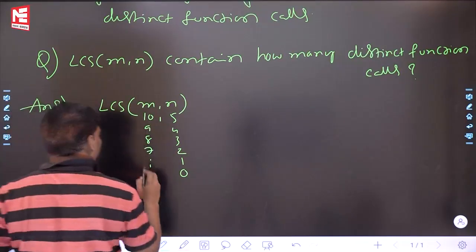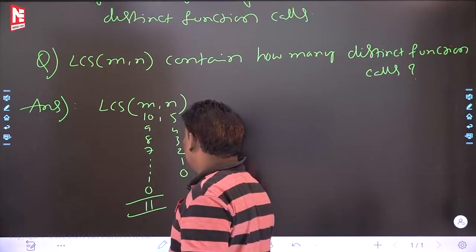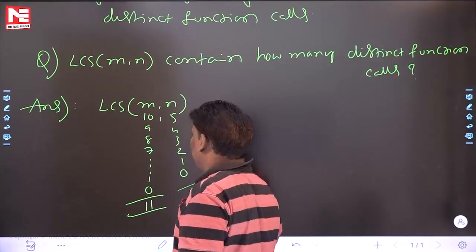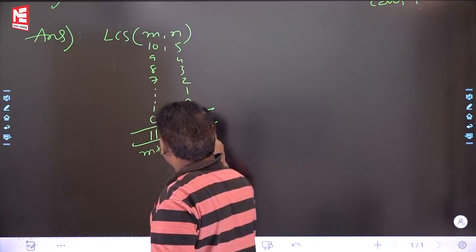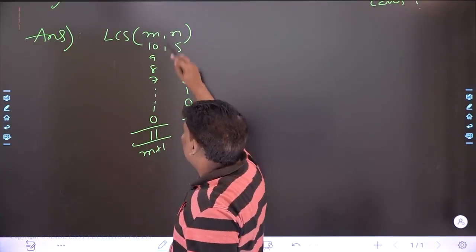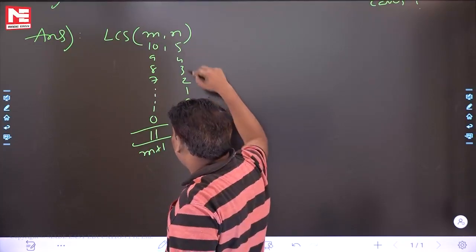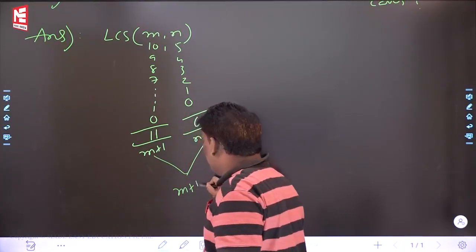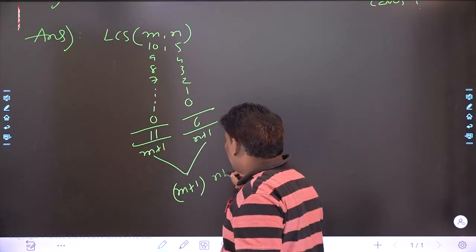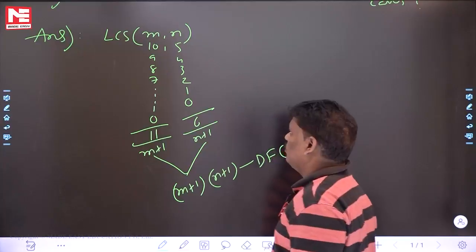Can you help me now? This is how many ways? 10 to 0 means 11. This one, 5 to 0 means 6. So this is m plus 1 times, and this is n plus 1 times. One work will be done in m ways, another work will be done in n ways. Both can be done at a time, so the answer is m into n ways. So (m plus 1) into (n plus 1) distinct function calls.